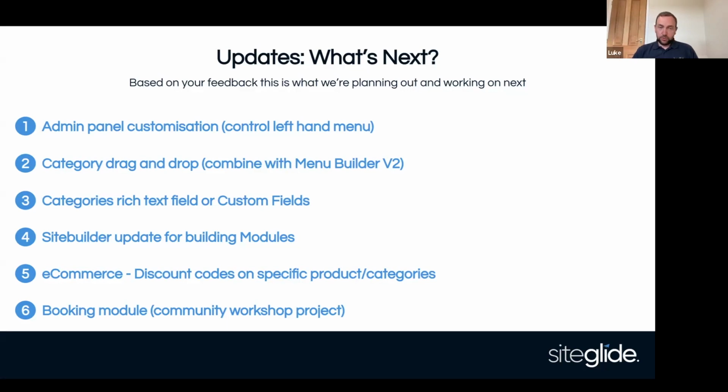Lastly, on e-commerce, we've got discount codes on specific products and categories. It just didn't make it into the current work, and yeah, I think that could be quite powerful. I can't remember what it was that somebody said this morning. I think it was a client project that has a really complex requirement for discount codes, and I think it was Tim had some ideas on that, so it might be worth watching the recording if you're looking at that kind of functionality. And then finally, we had the booking module.